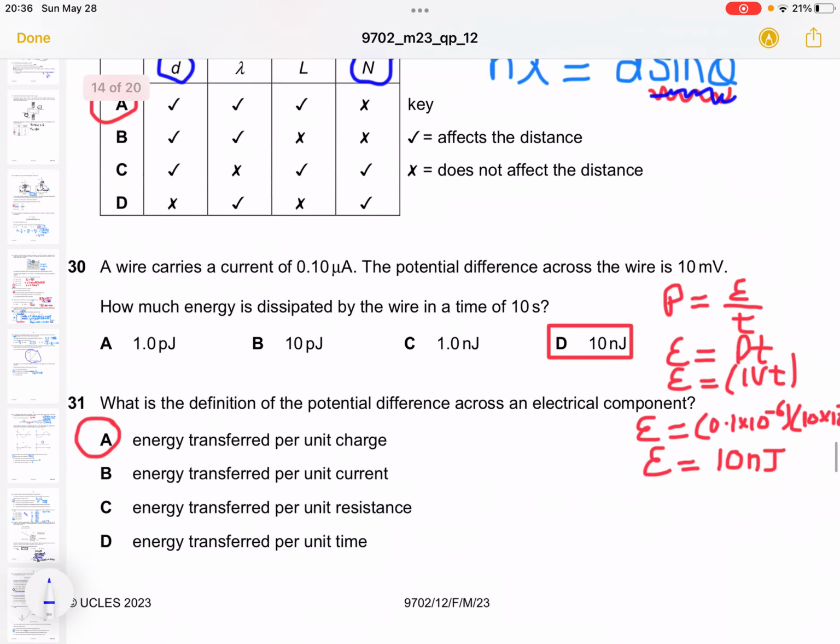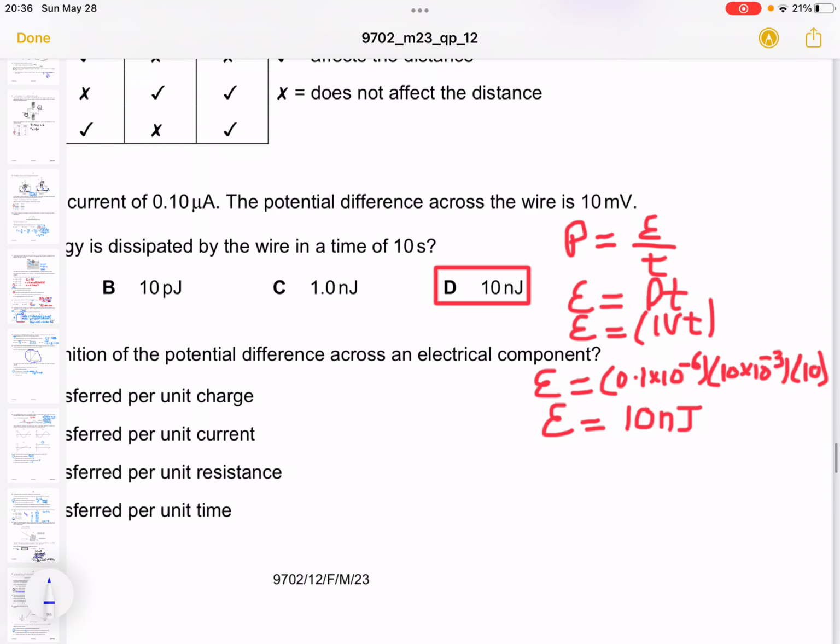Question number 30 says that a wire carries 0.1 microampere, with a potential difference of 10 millivolts. How much energy in 10 seconds? So power is energy over time, energy is power into time, power is IV, so energy is IVt. So this becomes 10 nanojoules. So D is the appropriate answer.